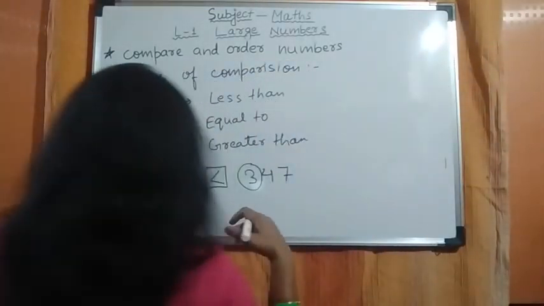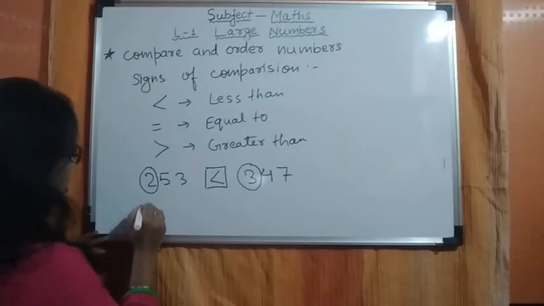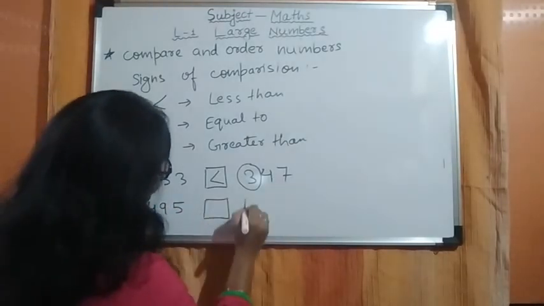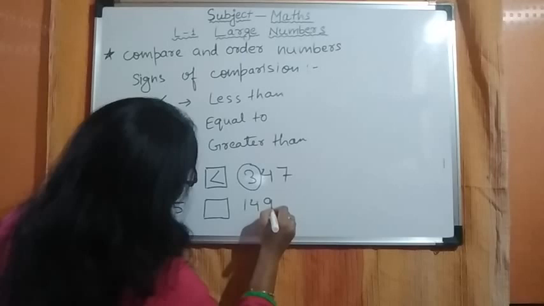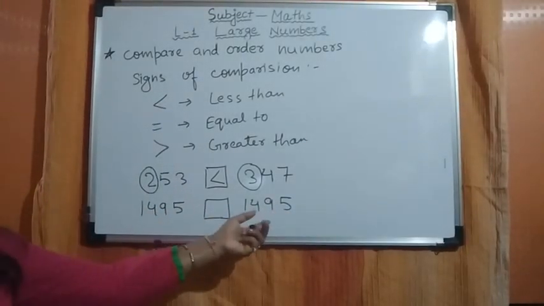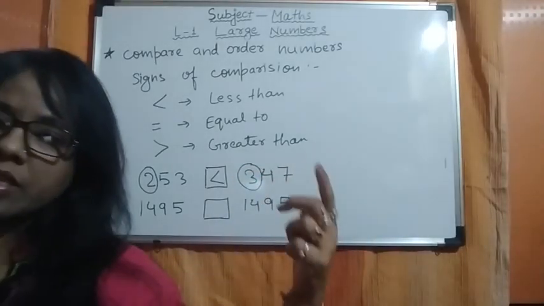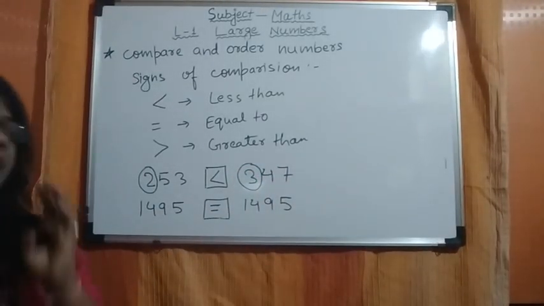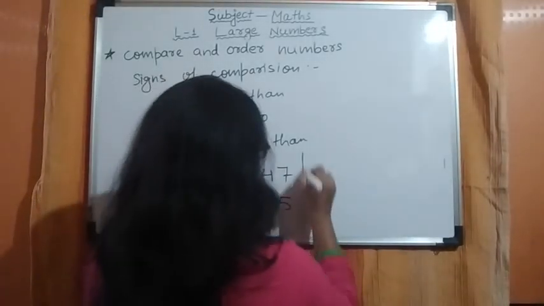Now we are taking another example, 1495 and here 1495. Both sides the number of digits is the same, and the numbers are the same. So we will put the equal to sign. No change. Now come to the next number.